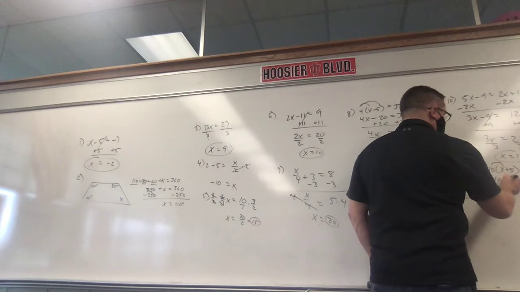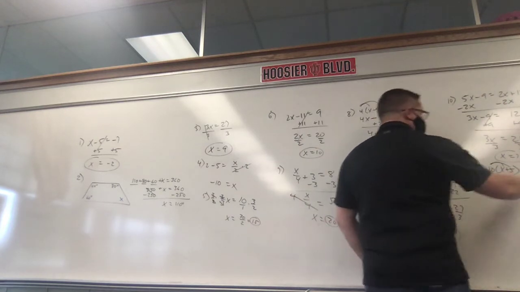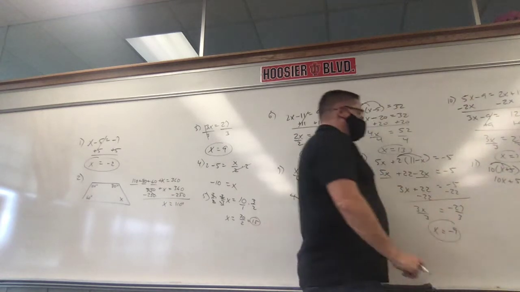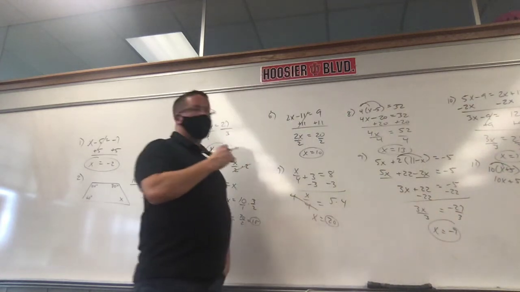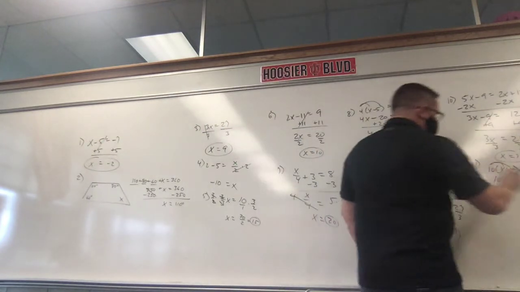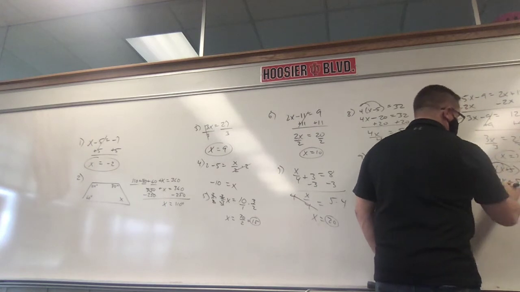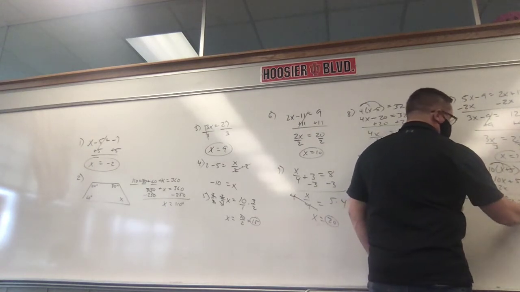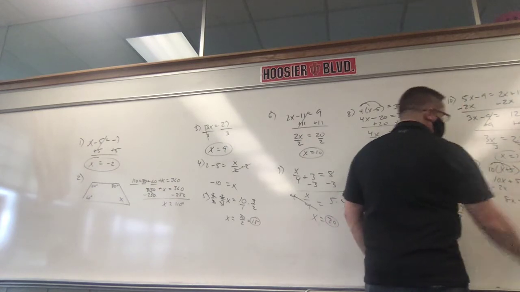10 times x is 10x. 10 times 5 is 50. Equals 2 times x is 2x. Plus 2 times 9 is 18. Okay, now it's no different than the problem we just did. We're going to get rid of the 2x because it's smaller. So subtract 2x from each side. 10x minus 2x is 8x plus 50 equals 18.